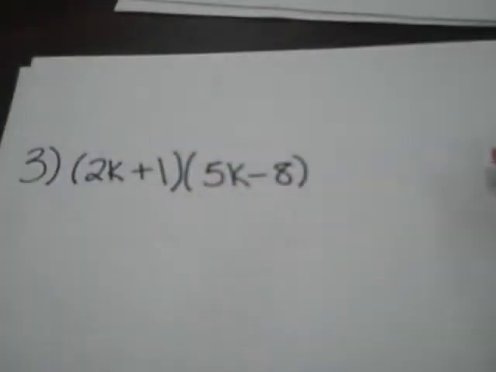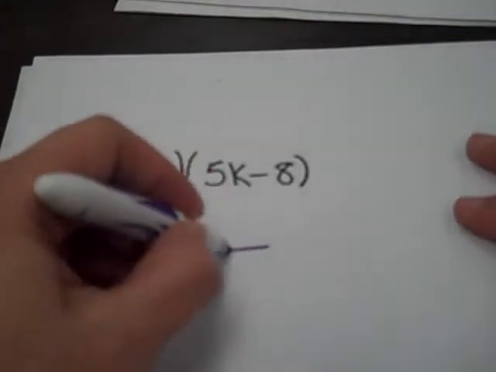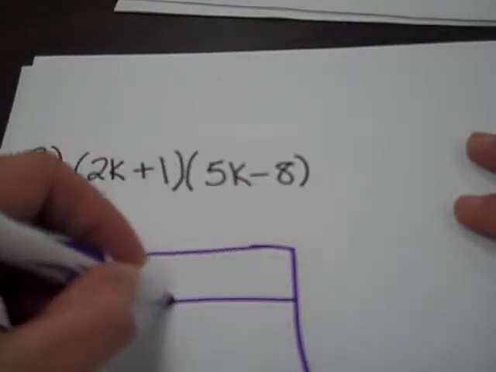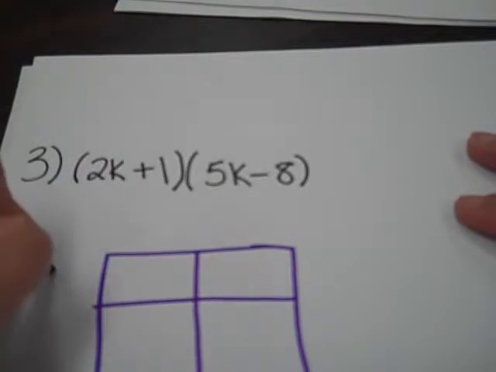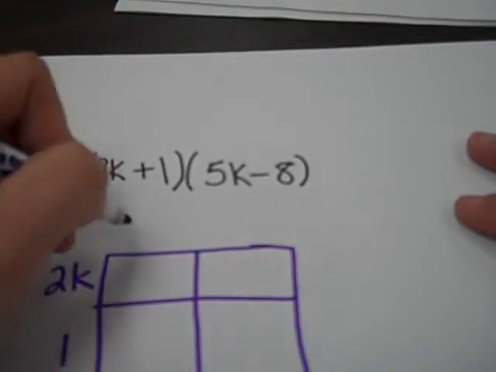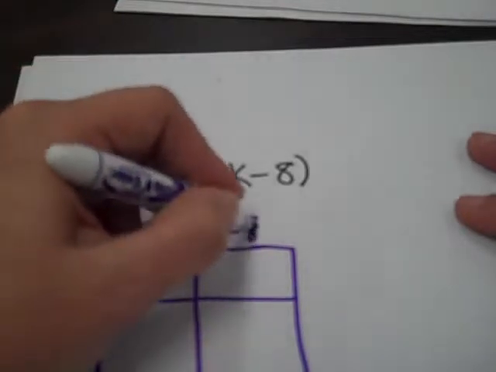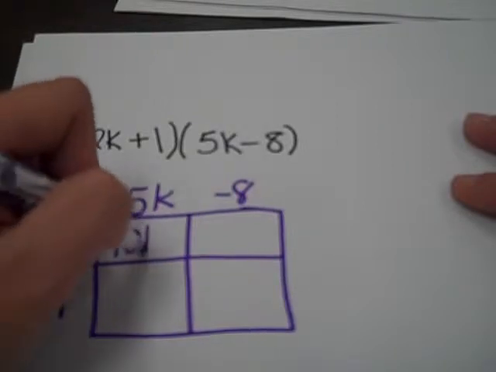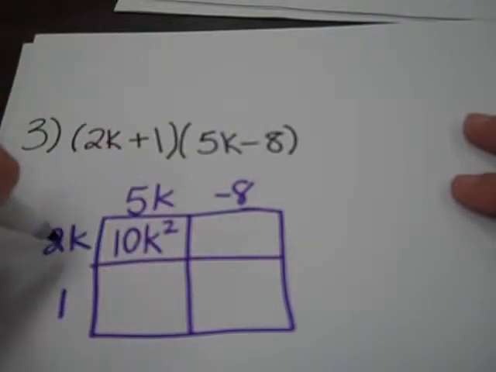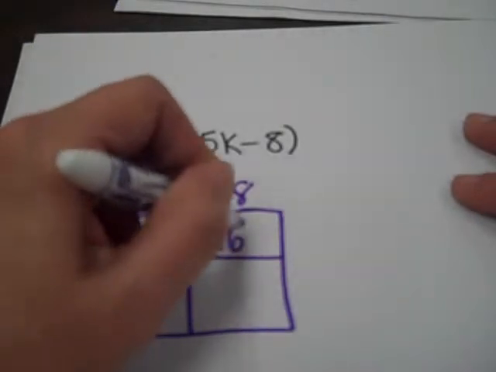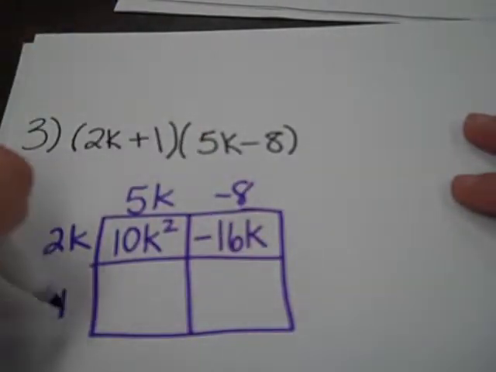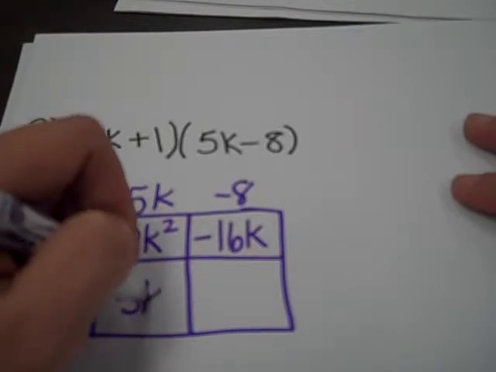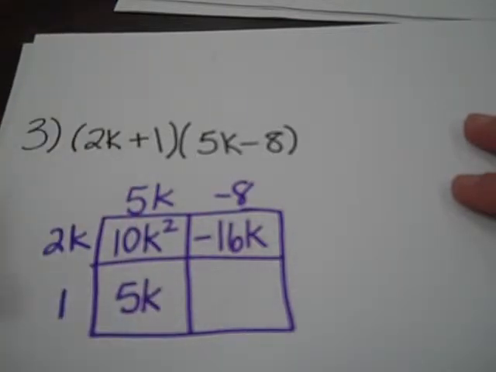Alright, number 3 is a binomial, 2 terms, times a binomial, 2 more terms. 2 times 2 is 4, so we need 4 boxes. I have 2k plus 1 times 5k minus 8. 2k times 5k is 10k squared. 2k times negative 8 is negative 16k. 1 times 5k is 5k. 1 times negative 8 is negative 8.